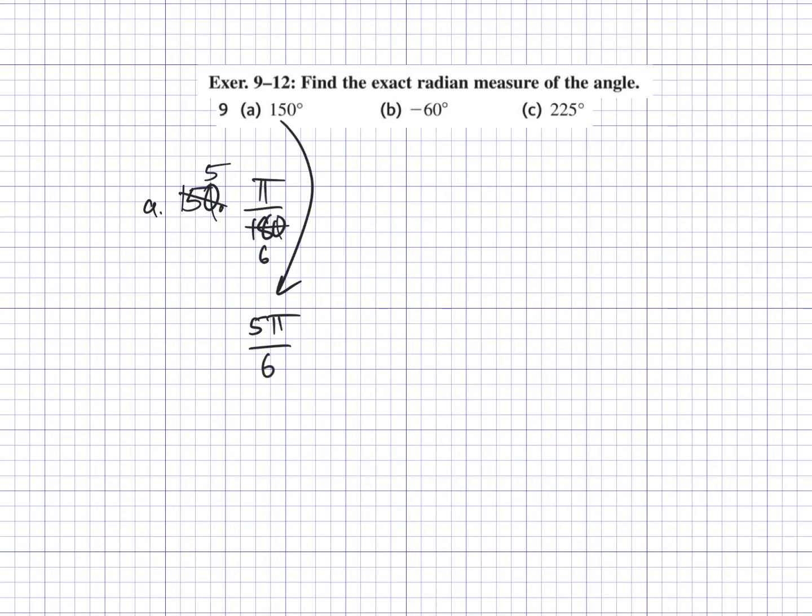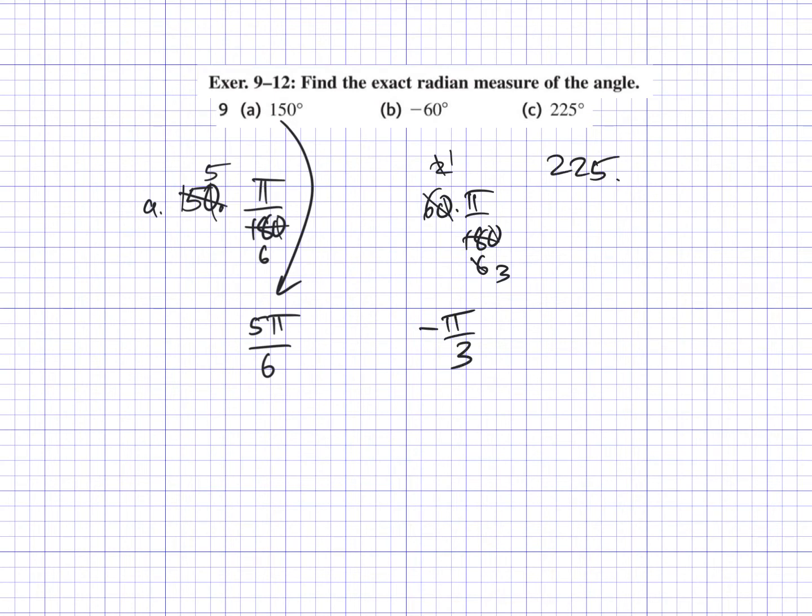Negative 60 degrees. Well, what is 60 degrees? 60 degrees times pi over 180. Divide by 10, and then divide by 3, that gives me 2 and 6. That's 2 pi over 6, and then divide by 2, that's pi over 3. So positive 60 is pi over 3, so negative 60 would be negative pi over 3.